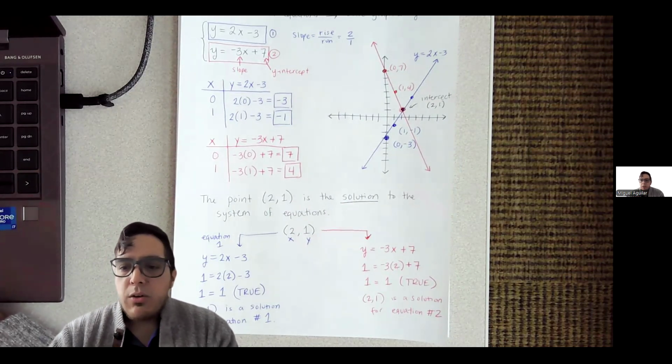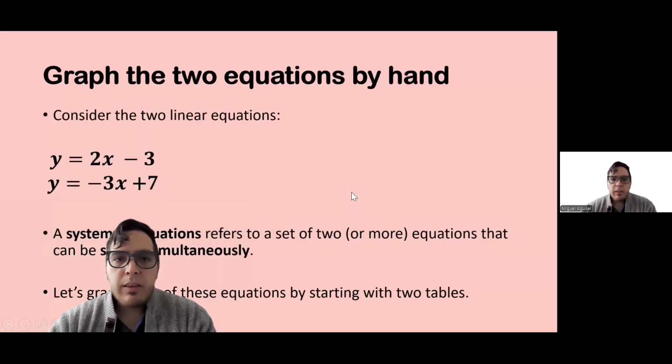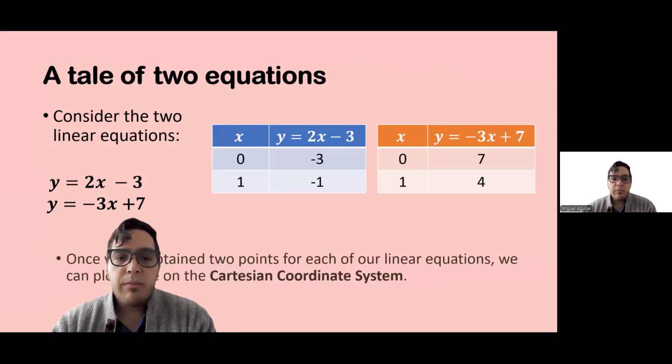Okay, so let's switch back over to the PowerPoint just briefly, kind of to recap what we just looked at. So what we did was we set up two tables and we chose X values so that we could find the Y values, get some ordered pairs, and then produce a graph. Once we've obtained the 2 points for each of our two linear equations, we plotted them by hand in a Cartesian coordinate system.